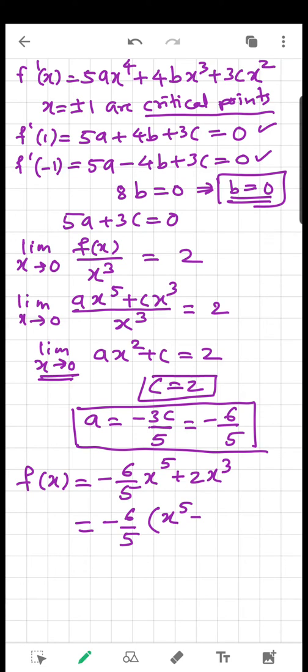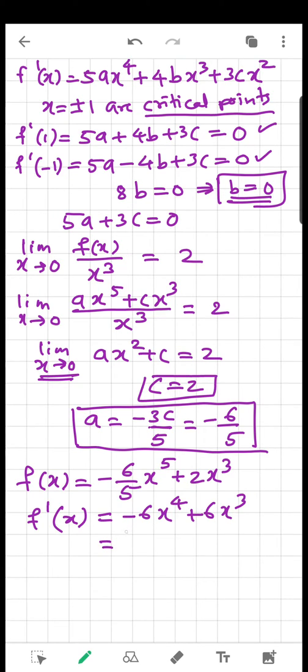Do we need this particularly? I think we want to check minima and maxima. So f dash x is equal to, in this case, minus 6x to the power 4 plus 6x cube, and that's how we get minus 6x square common, and we have x square minus 1. So we have x is equal to plus 1 and x is equal to minus 1, and these are the critical points. Now you can already check where the minima is and maxima is.